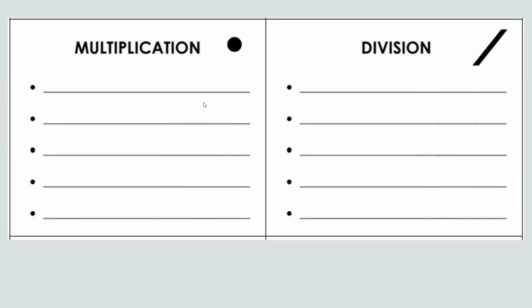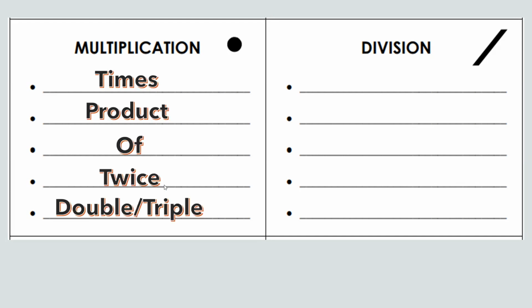Moving on to probably my favorite, multiplication. Okay, we've got times, product of, twice, double, triple. That all means to multiply. Okay, so go ahead, pause the video and write those words down for multiplication.